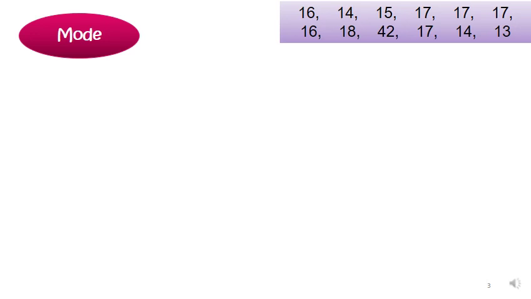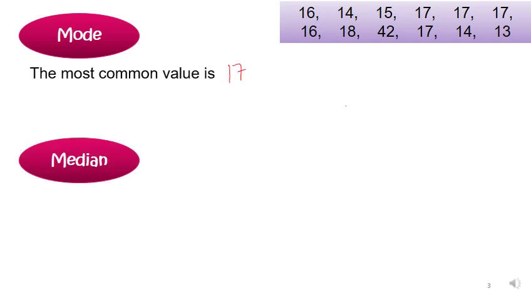Looking at the same data set, we can also get the mode. Recall that mode is the most common value. In the data set we have here, we've got 17 appearing 4 times. It's the most common value, so our mode is 17. We can then go on to calculate the median.